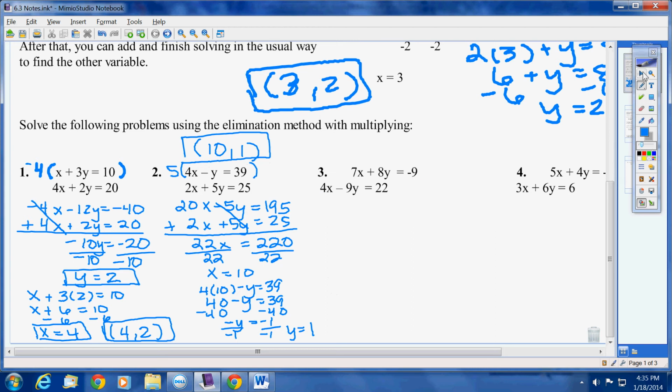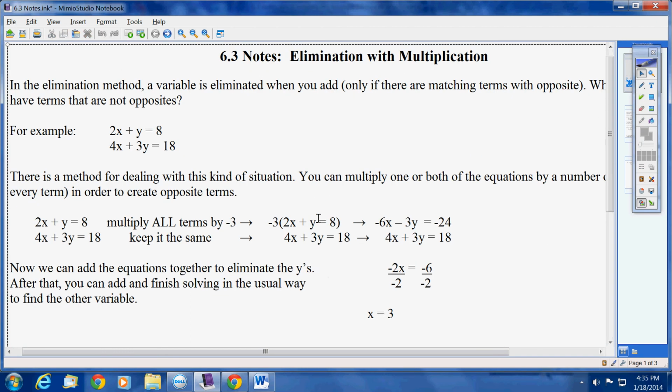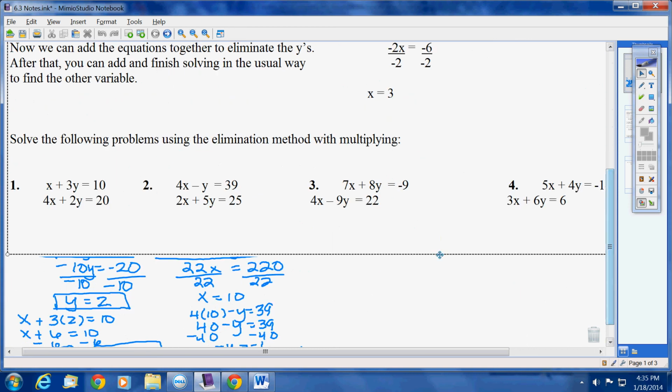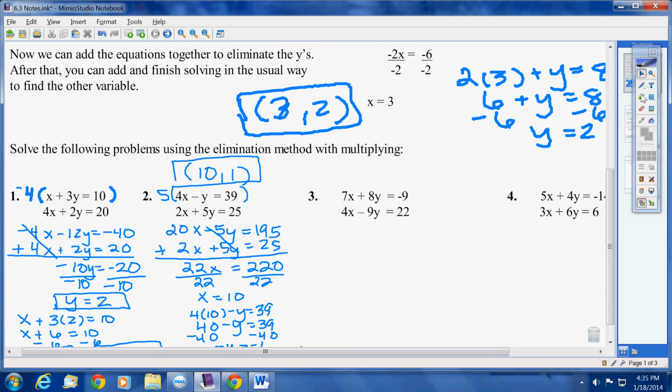Number 3, let me see if I can fix that real quick. And let me just tab that over. Number 3, I have a 7x and a 4x, an 8y, and a negative 9y. Okay, this is going to be one of those situations where you're going to have to multiply both equations by a number. I'm going to pick 8 and negative 9 because they're already opposite signs.